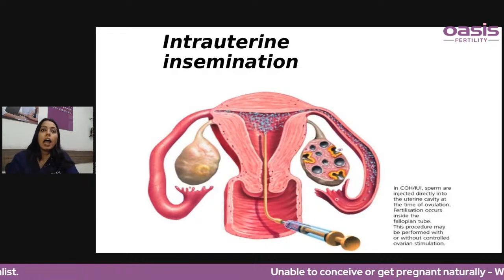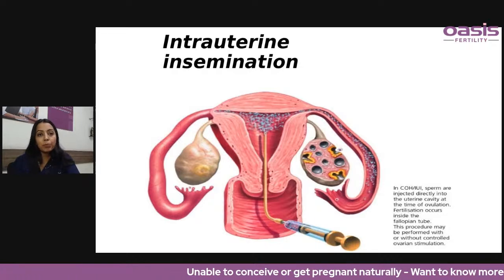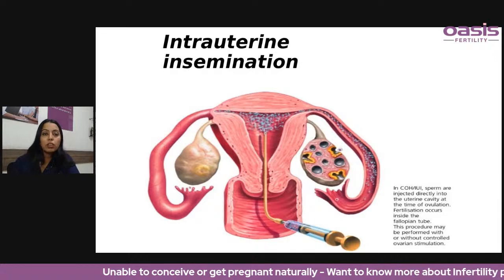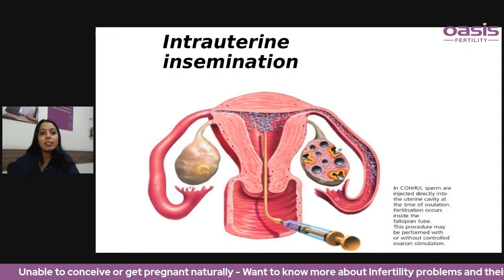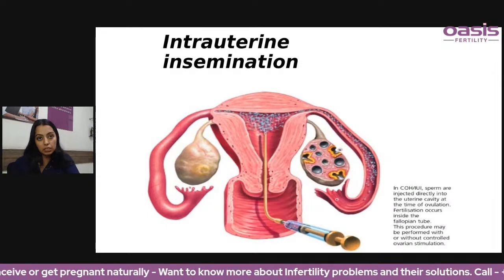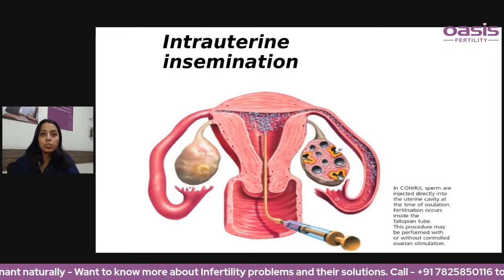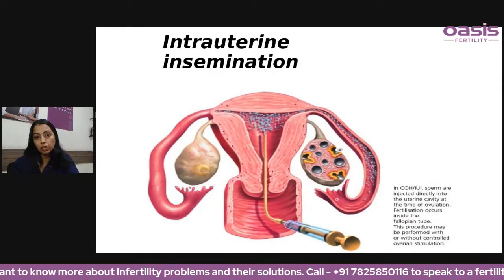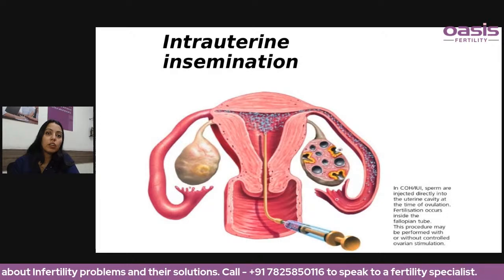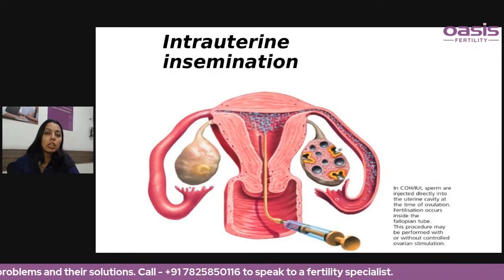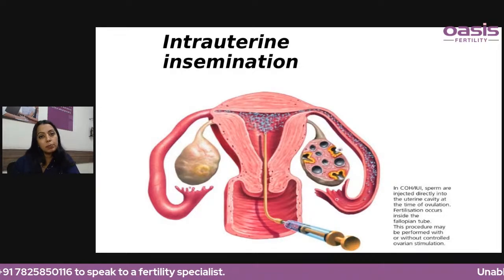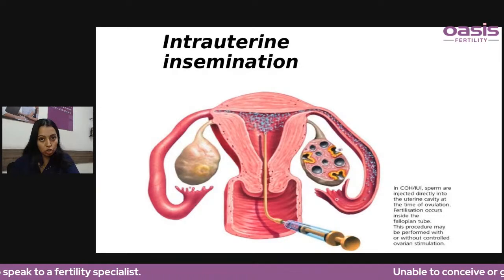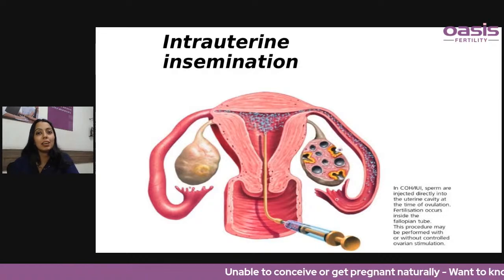Now, IUI is possible as a treatment option for you if you are ovulating, either naturally or with the help of drugs, if your fallopian tubes are open, and if the husband's semen parameters are meeting a certain criteria. If the husband's semen parameters are too deranged, if the motility is very poor, if the count is very low, well, in that case, IUI is not the option for you.